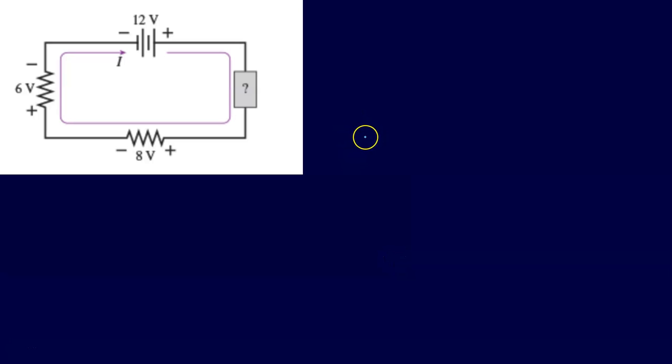Someone asked about this question, so I wanted to go through it here. You're given this circuit, and you're told the current I goes the way that it goes, and you want to find what the voltage drop is across this mystery piece.